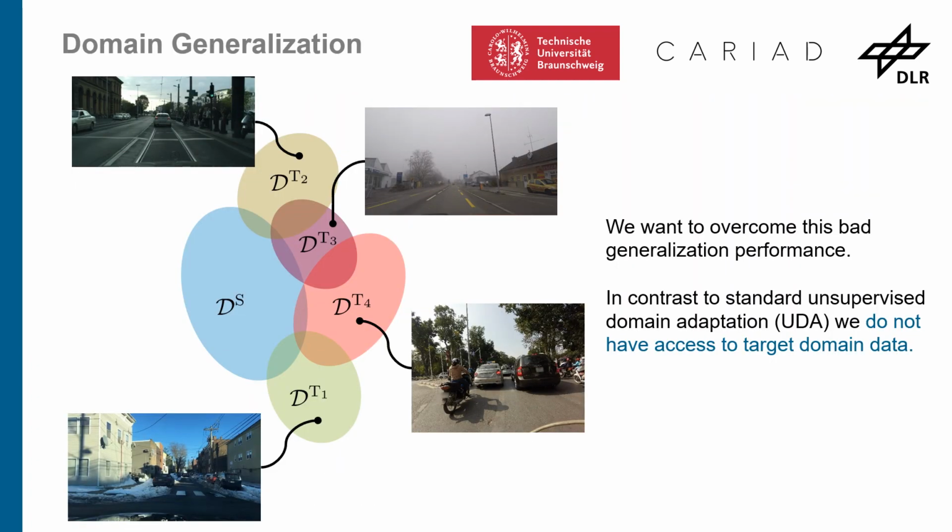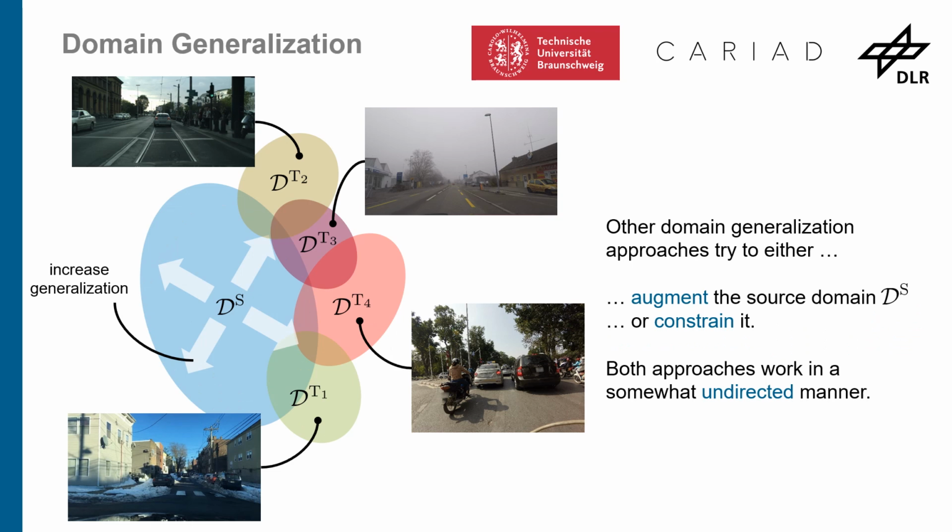Most current state-of-the-art approaches that try to solve this problem try to extend the original distributions, for example, through data augmentation like color jittering or Gaussian blurring. The problem with this is that we do not know the target domains a priori, so we do not know how to extend the distribution of DS in a structured way. Hence, most augmentations that we apply extend the distribution somewhat randomly.